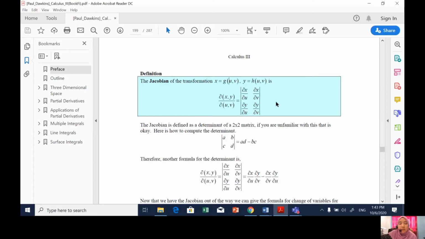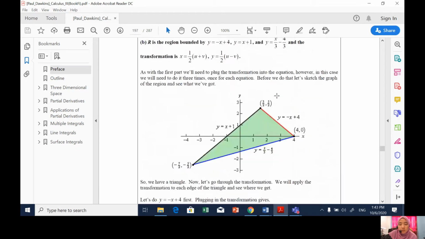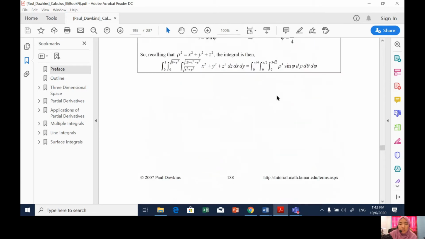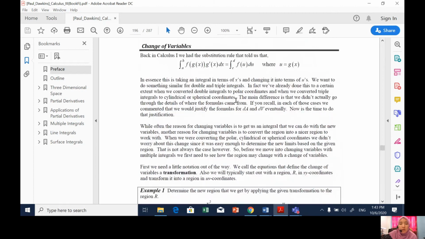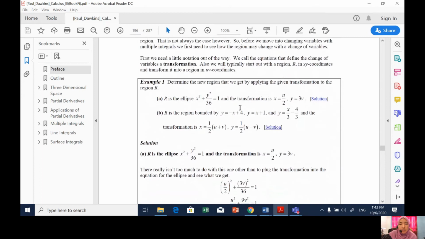So this change of variable is a continuous topic from our class last week. The change of variable is on page 189.